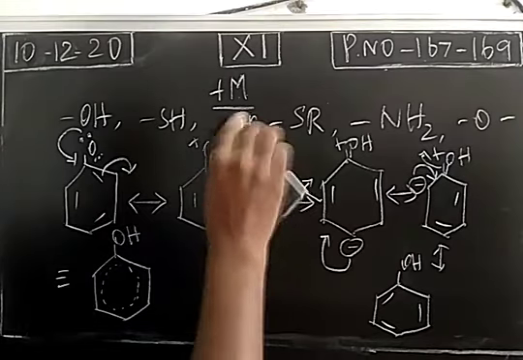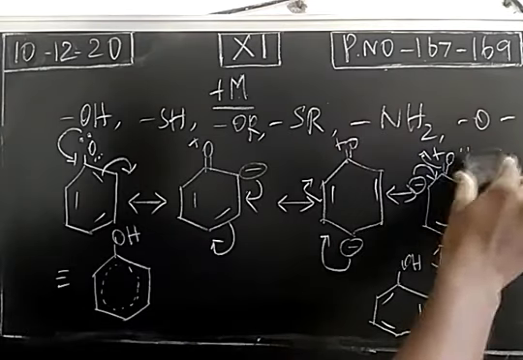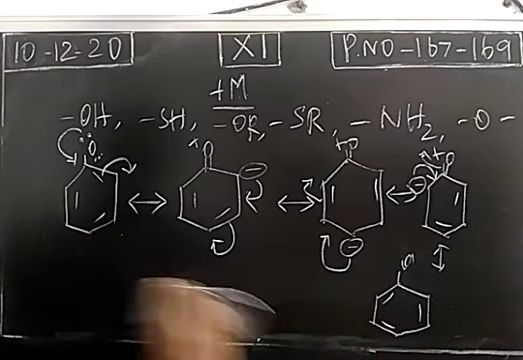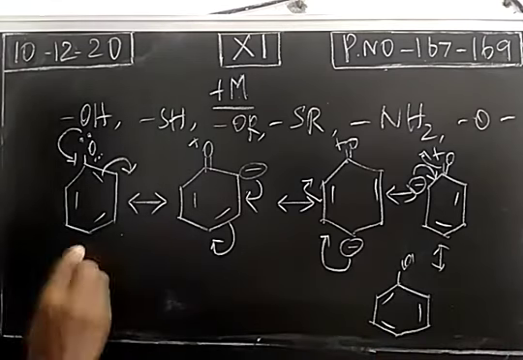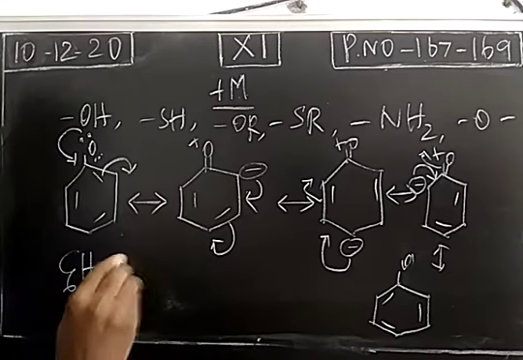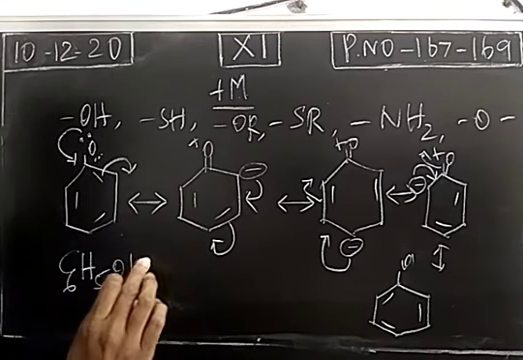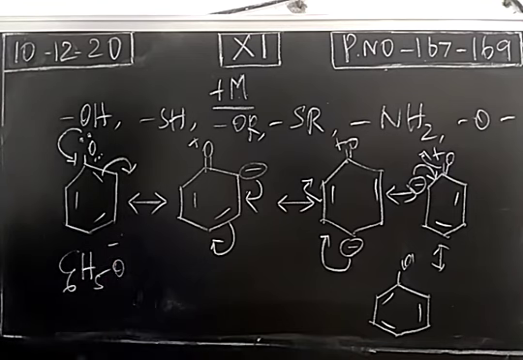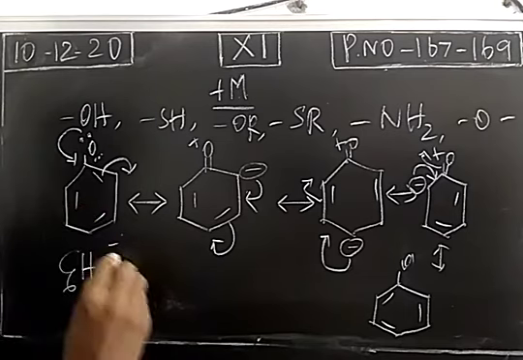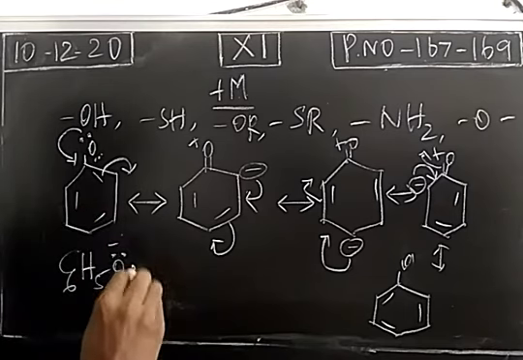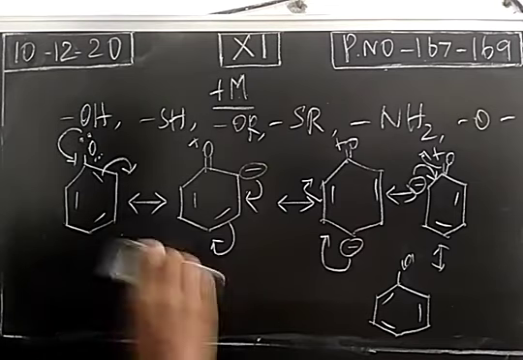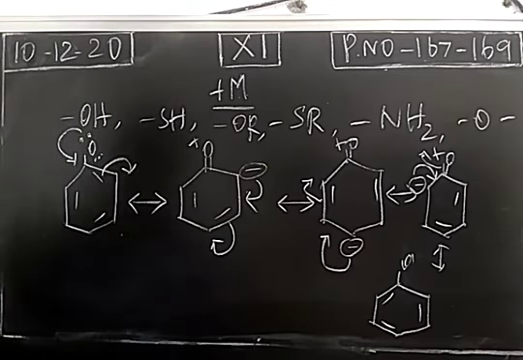If you take the phenoxide ion, C6H5OH is called phenol. If a hydrogen leaves as H+, the remaining C6H5O minus is called the phenoxide ion. There will be 3 lone pairs of electrons on oxygen. So for the phenoxide ion also we may draw canonical structures.